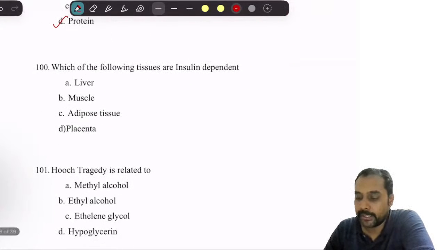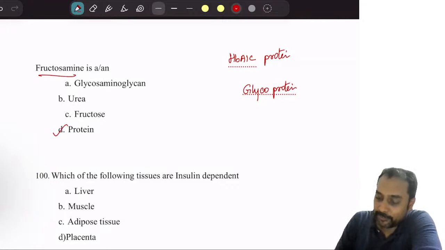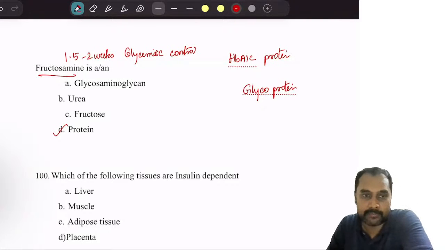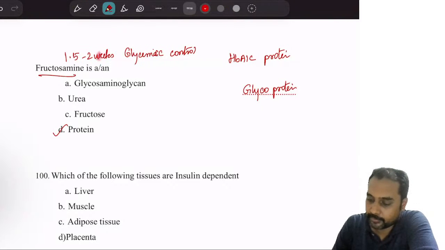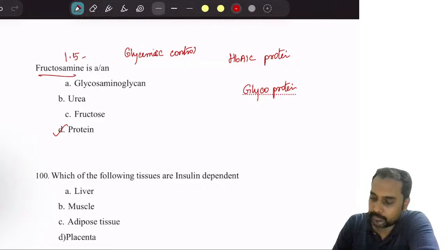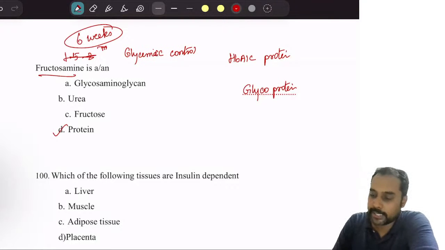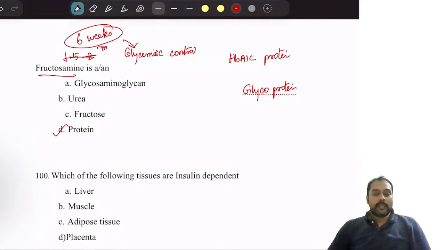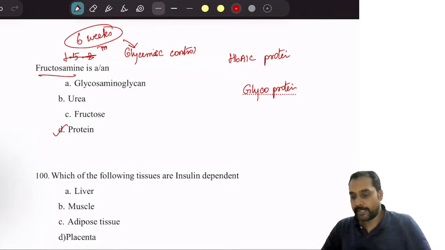Fine. Which test can detect 1.5 to 2 weeks of glycemic control? So HbA1c is for 3 months. This is like 1.5 to 2 months. Six weeks you can keep it like this. Don't wait. 6 weeks. Just keep it like this. 6 weeks glycemic control can be monitored by fructosamine, right? Okay.